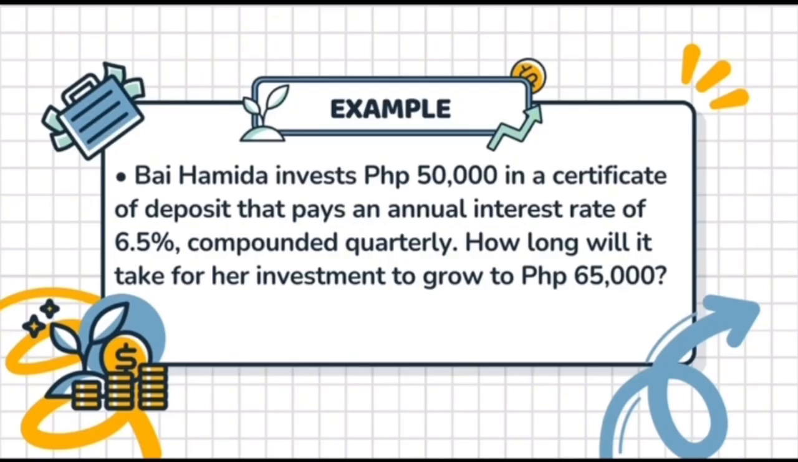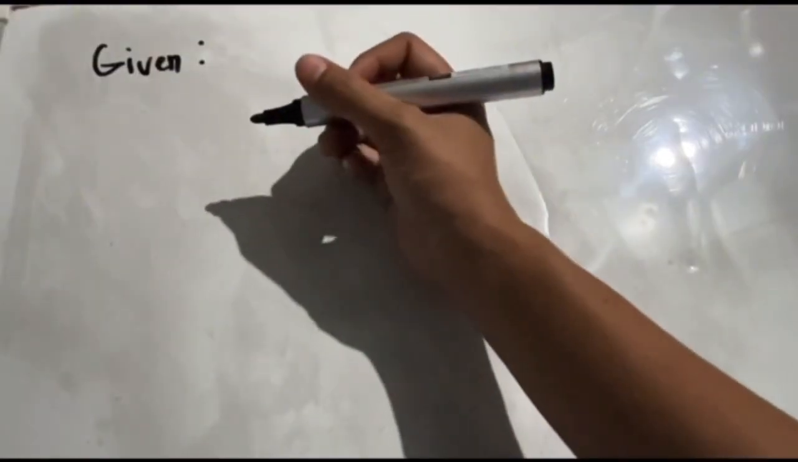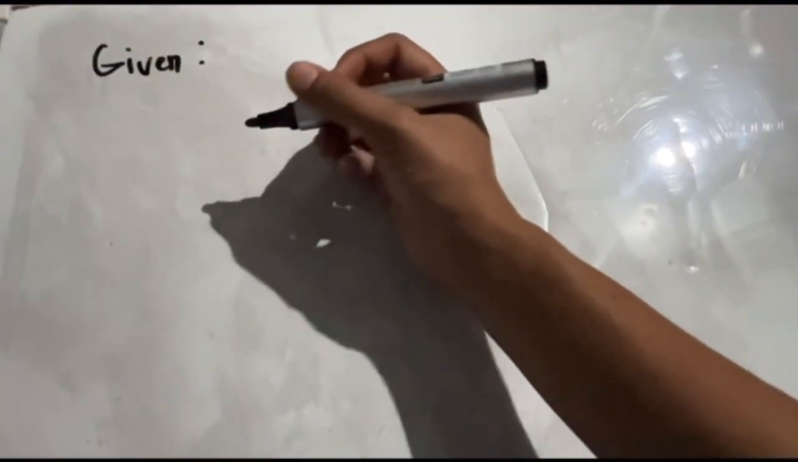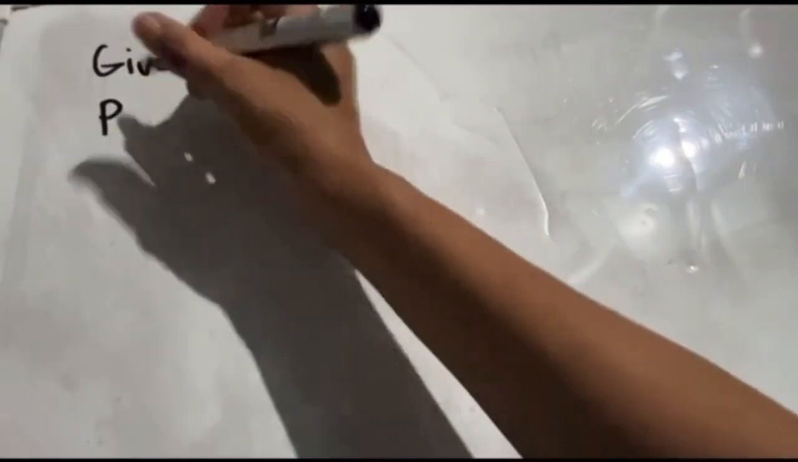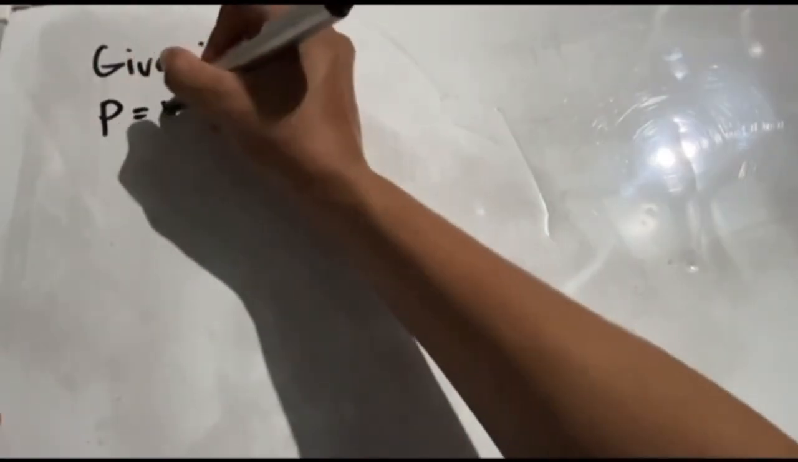So, why is it a compound interest problem? Because of the word compounded in the given question. Now, let us proceed to solving this problem. Let us first use the GRS method. G for given, R for required, and S for solution. For the given, investment means principal, which is equal to 50,000.